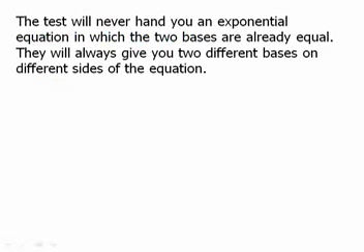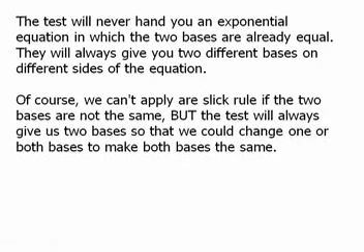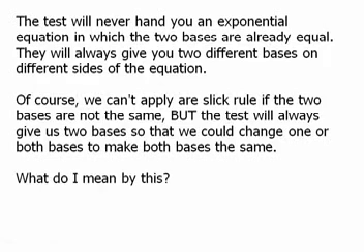The test will never hand you an exponential equation in which the two bases are already equal. You see, in that last problem, it kind of handed us that on a silver platter. The real test problems are not going to do that. They will always give you two different bases on the different sides of the equation. Of course, we can't apply the same slick rule if the two bases are not the same, but the test will always give us two bases so that we could change one or both bases to make the bases the same on both sides. So what do I mean by this?